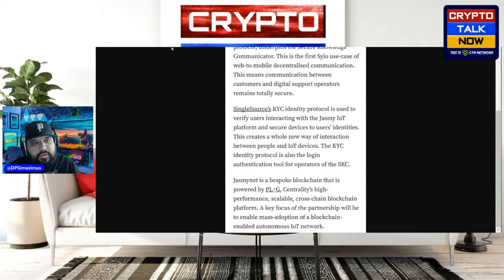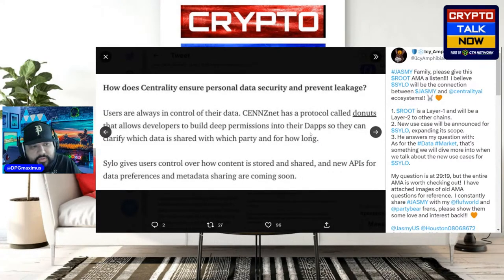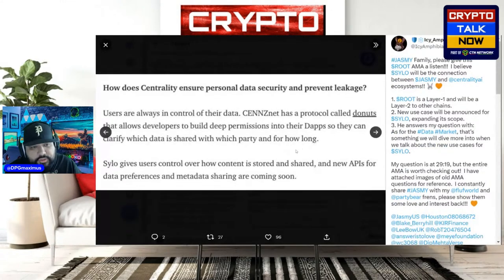I'm going to jump back to what we have in regards to this. A little bit more. On this one, I'll share this tab instead. It states, how does Centrality ensure personal data security and prevent leakage? That's a good question. It says users are always in control of their data.